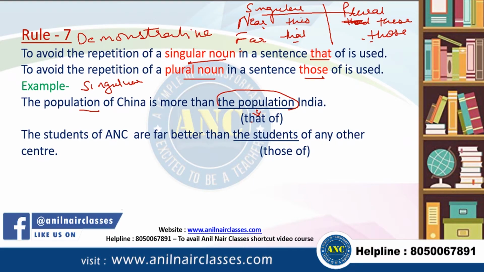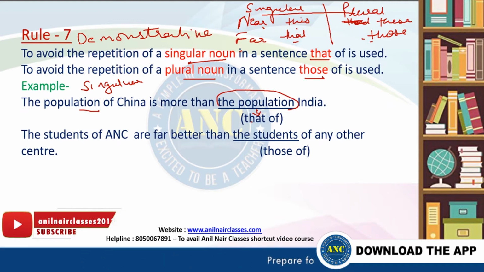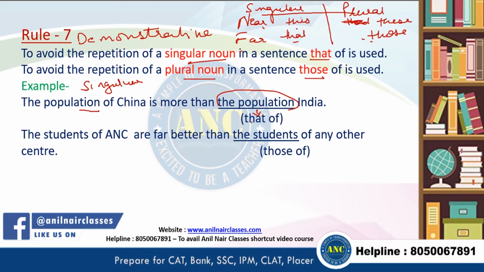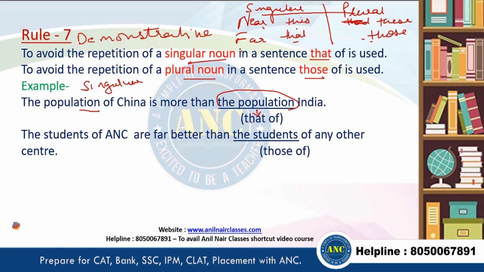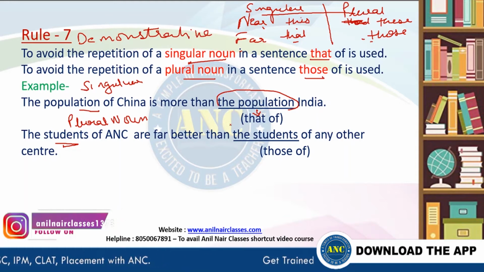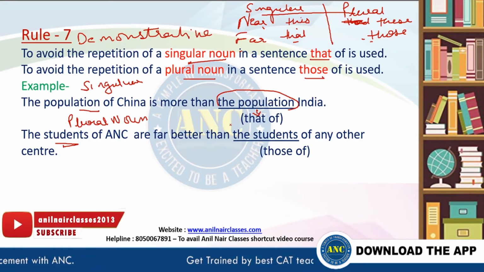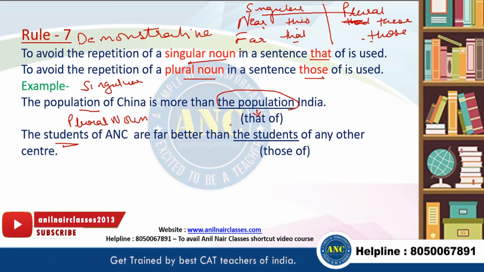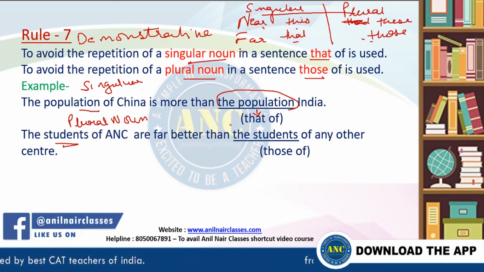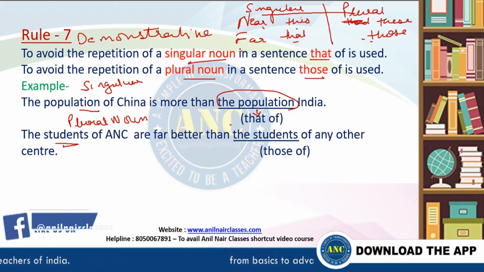Now next, you see: students of ANC are far better than those of any other center. The students are many students over here, more than one, a plural noun. So when we are referring to the plural noun "the students", we will use the pronoun "those". If I want to remove this, I should, because it's repetition of the noun over here. So to avoid the repetition of the noun, we should use pronouns.